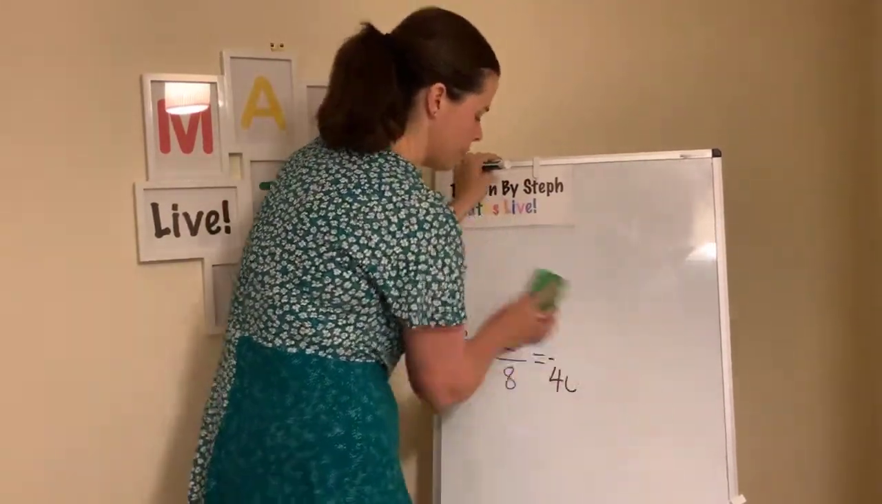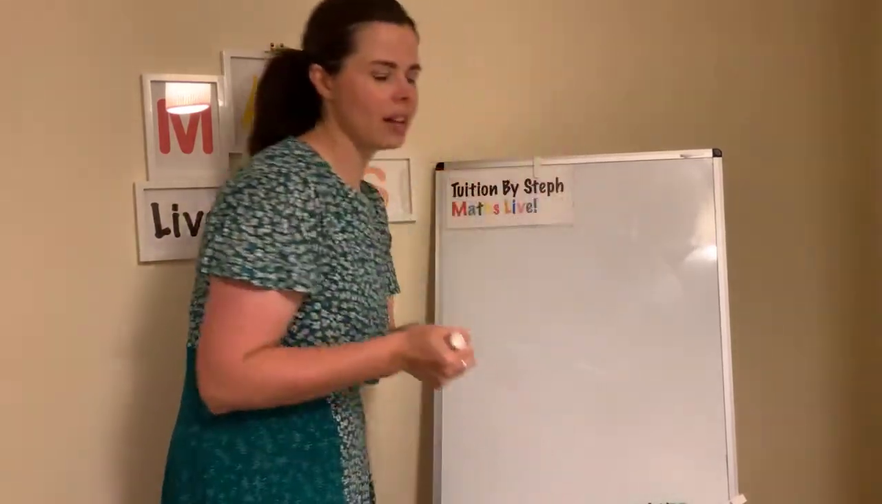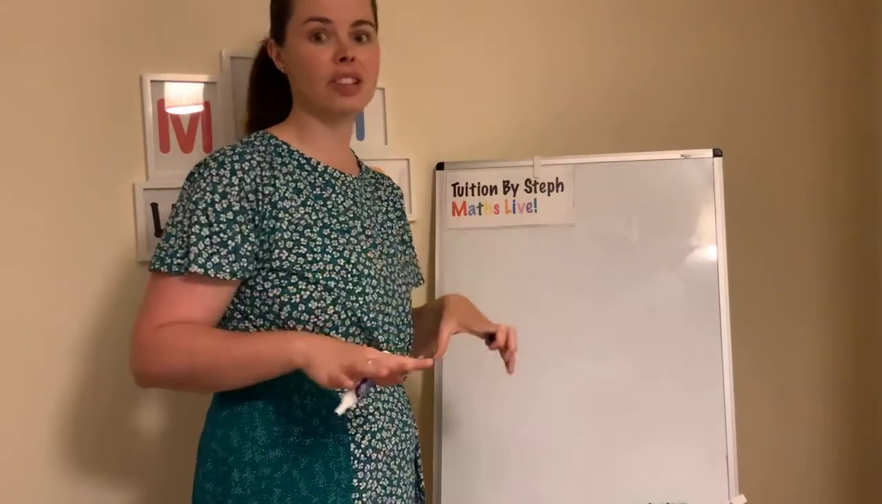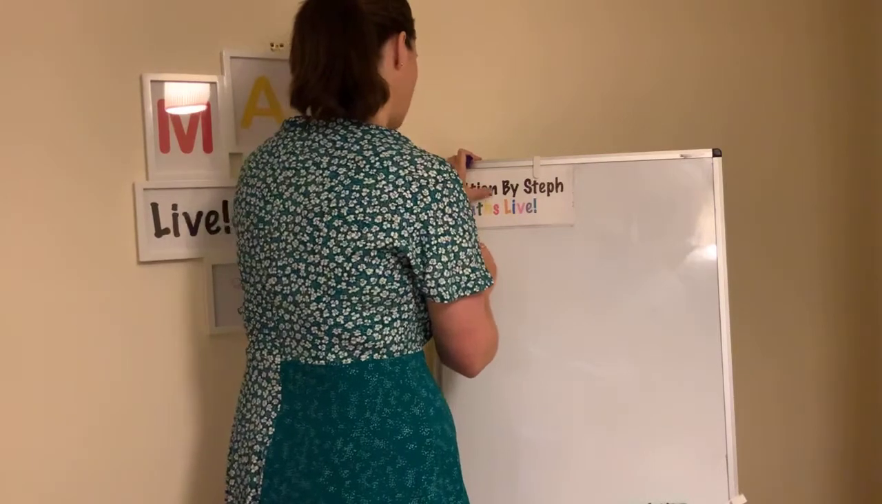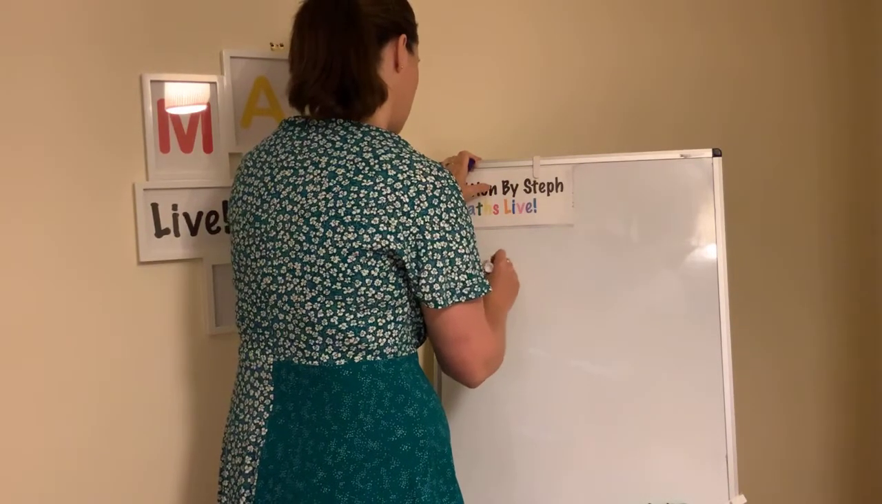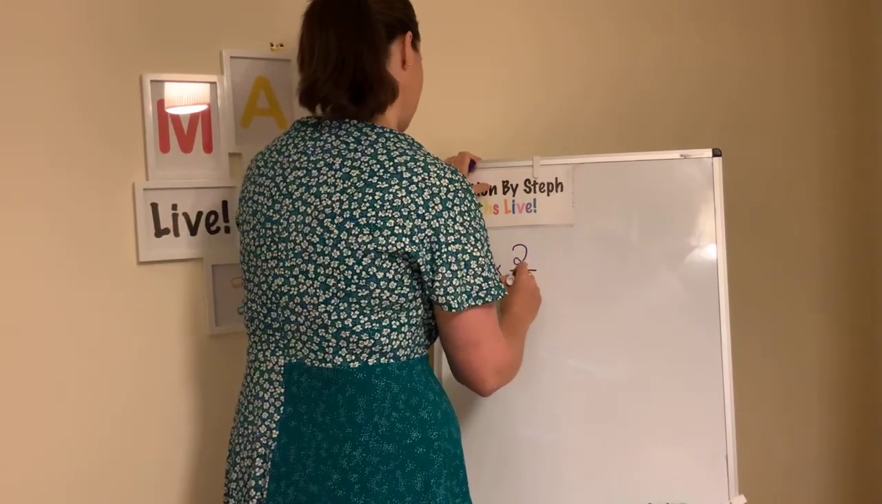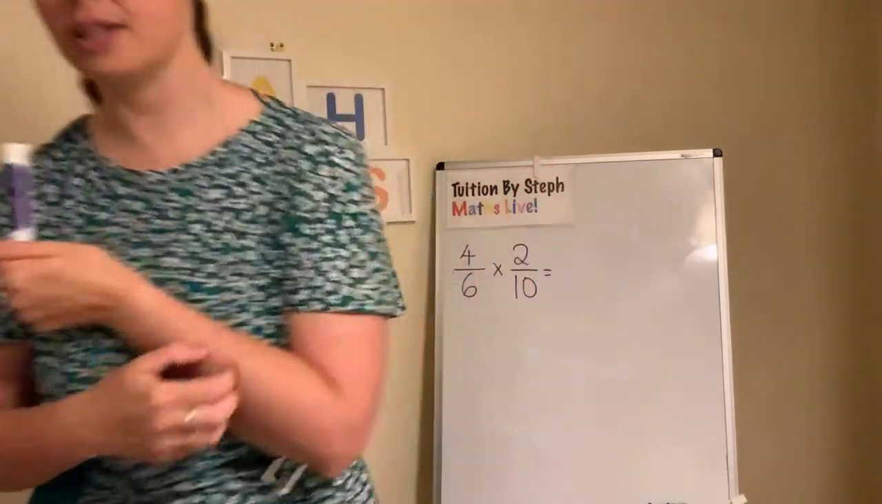So you have a go. Okay. Remember, try and give your answer in a simple form. Sometimes, by the way, you can't do it. Sometimes the answer is already in its simplest form, but you should always check. Let's go for 4/6 times 2/10. Have a go at that. See if you can give its answer in its simplest form.